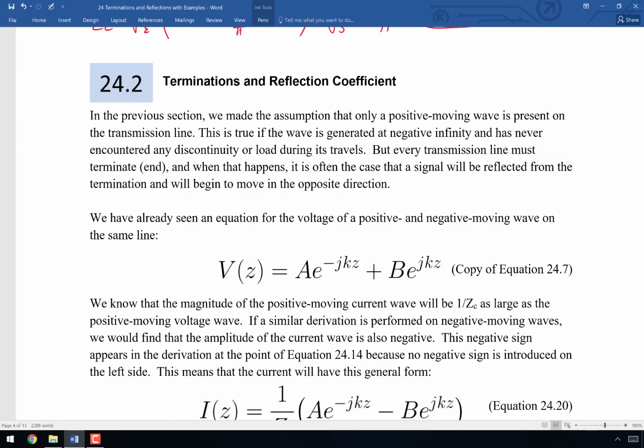But the title of today's chapter talks about reflections, terminations and reflections in particular. So let's talk about what happens when there is a wave that is reflected. So remember that in the previous section, we really just talked about the positive moving wave. But in general, there will also be a negative moving wave as well, because every transmission line must end. And when that happens, the signal can be reflected back from the termination, and it's going to begin to move in the opposite direction.